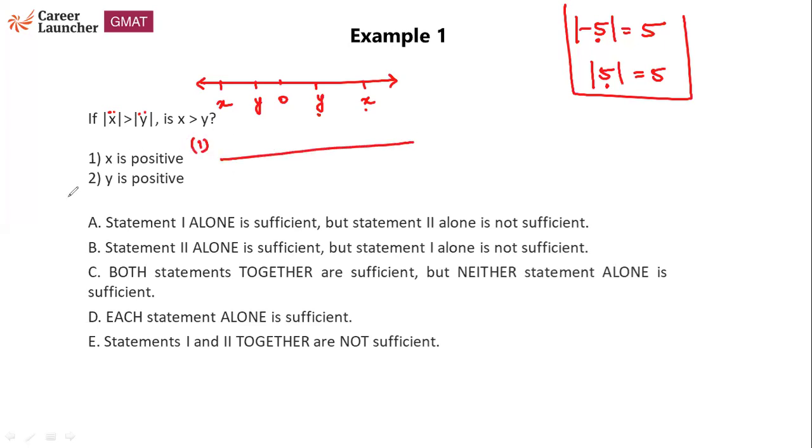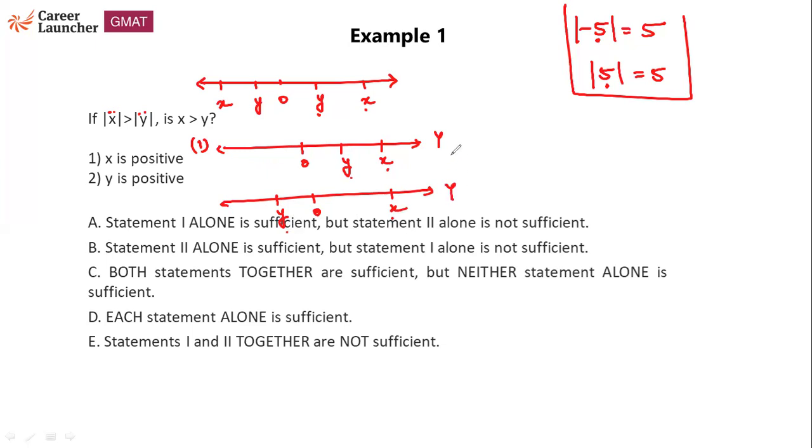Now, if x is positive, y could be positive or y could be negative. Now, answer the question, is x greater than y? Yes. Is x greater than y? y is negative, x is positive. Yes. Are we getting a definite yes or definite no as an answer? We are getting a definite yes as an answer to the question from statement 1. That means the first statement alone is sufficient to answer the question.